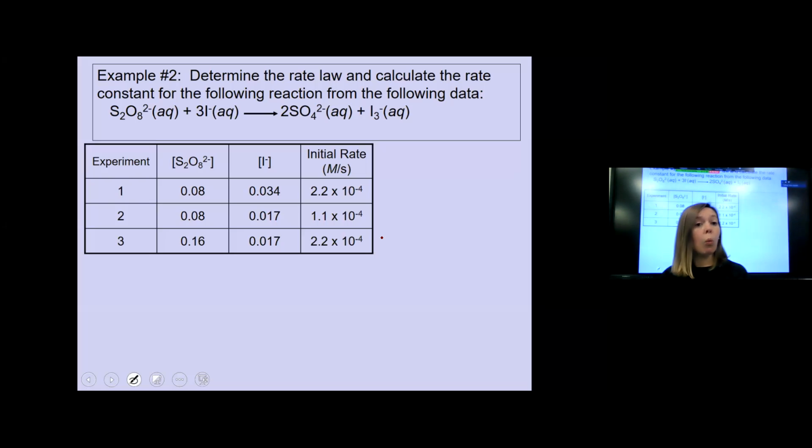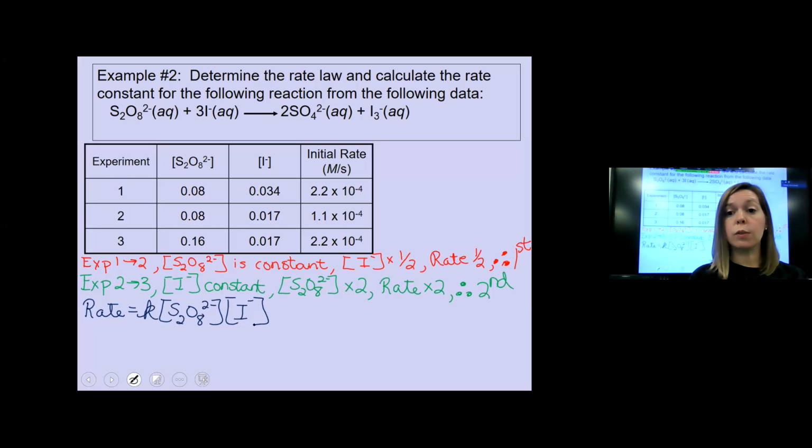All right, we have one more example here. So we are going to do everything again. We are going to use the data to find the rate law. Plug in your values to find the magnitude of k and also the units of k. I would love it if you would pause the video and try this independently and then come back to check your work.